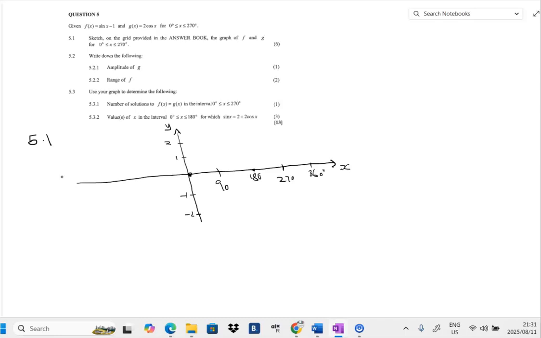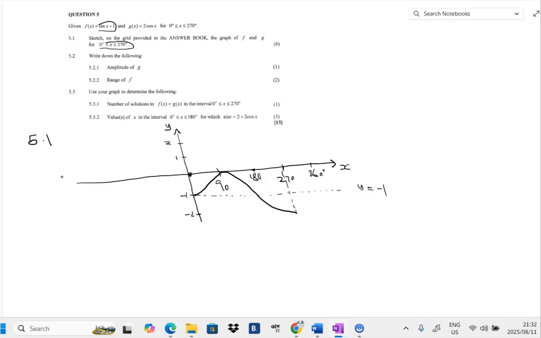So we have to draw our function sine of x minus 1, right? So we have a vertical shift now. Our new axis for f is going to be at y equals -1, and the function is a sine. So this is how our graph is going to look like. And we have to stop at 270 because they have given us the domain here.